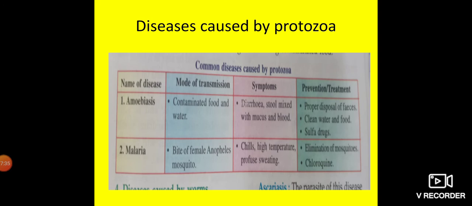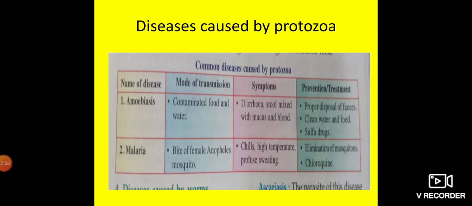Elimination of mosquitoes. We can prevent this disease by eliminating mosquitoes, by different methods. And the treatment is chloroquine. The medicine chloroquine is given to the patient who suffers from malaria. Okay, so that is about malaria.